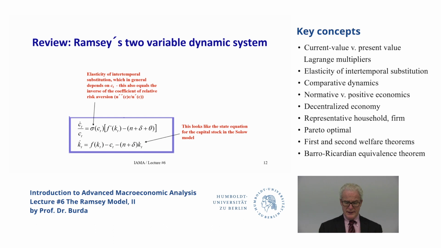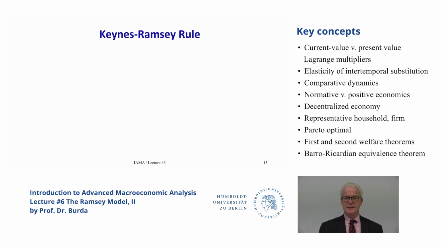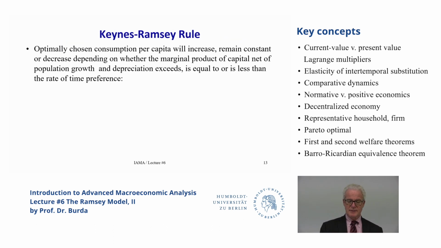This is just writing down what I said in words. Now, the Keynes-Ramsey rule is just an implication of those first-order conditions. Optimally chosen consumption will increase, remain constant, or decrease depending on whether the right-hand side is positive, negative, or constant, or whether the marginal product of capital net of population growth and depreciation exceeds, is equal to, or is less than the rate of time preference.